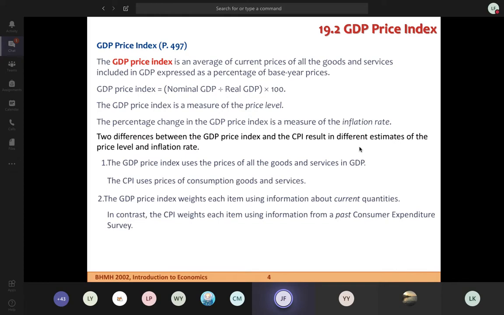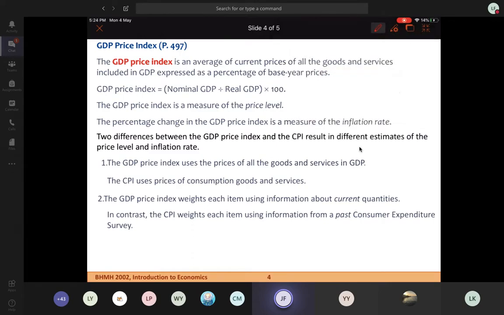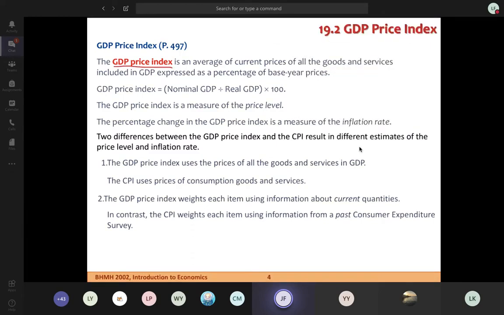呢度我哋會講另一個 index，叫 GDP Price Index。Okay, so it is another way to identify the change in price level。我哋都係講緊 change in price level，一樣講緊 inflation、deflation，but we are using different calculation. So this time we use the GDP Price Index. So we are still calculating the average current price.